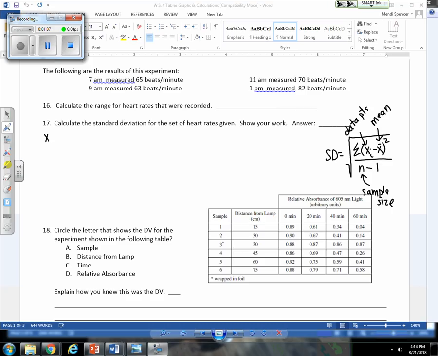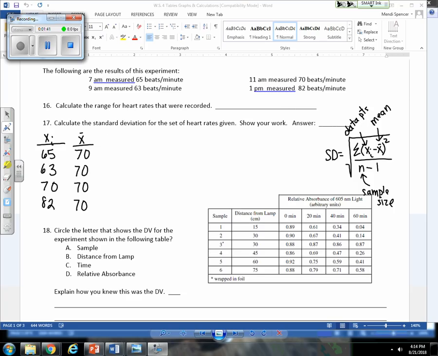First thing we're going to do is list our data points. So our heart rates are our data points, and there's 4 of them up there. So we had a 65, 63, 70, and 82. Now we have to figure out the mean or the average of those. So we're going to add them up and divide by 4. And I was nice and made it a nice even number. So 70 is the average. When I add them up and I divide by 4, I'm going to get 70. So here's the average of this data set.